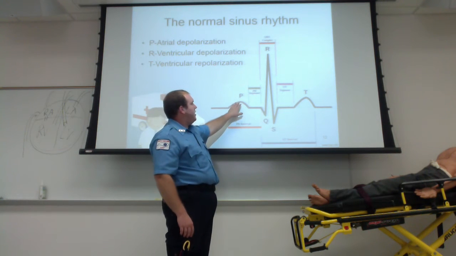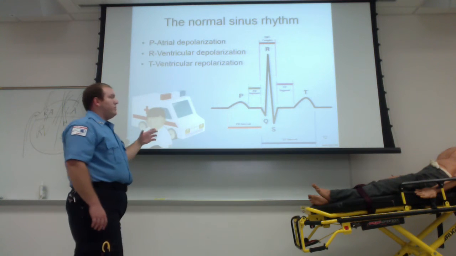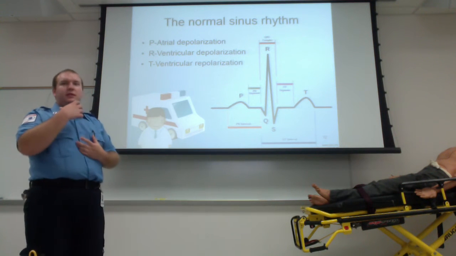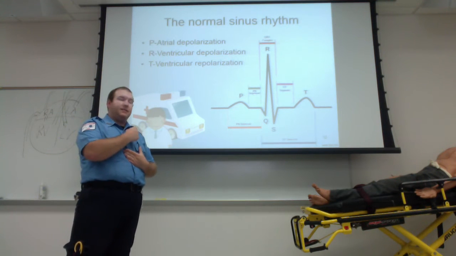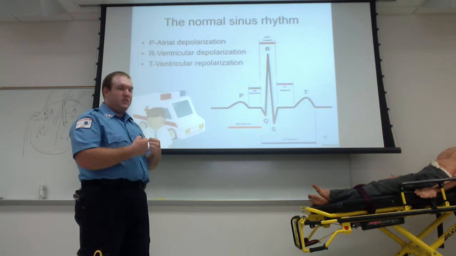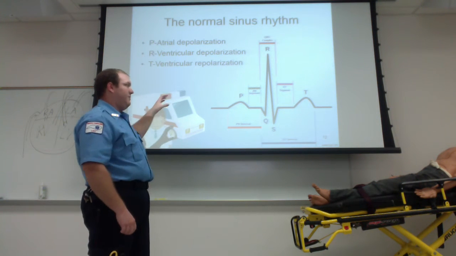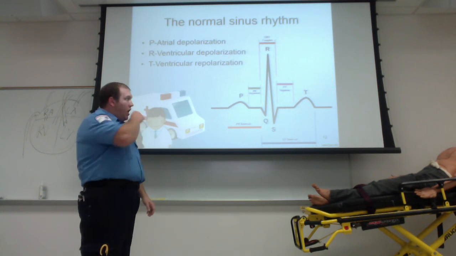Your P wave, first off, the first little wave, normally should be an upward deflection. That represents your atrial, the atria on top of your heart. They should be depolarizing or squeezing. That's what is indicated by that first wave, their contraction. However, keeping it in terms of the electrical system, we call it depolarizing.